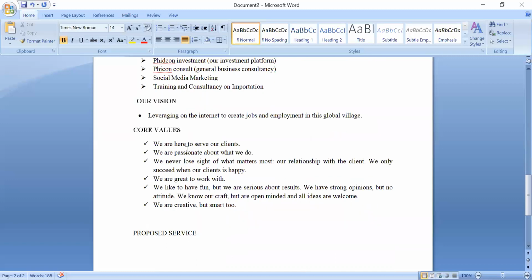Core values. What are our core values? We are here to serve our clients. These are our core values. We are passionate about what we do. We never lose sight of whatever matters most. Our relationship with the client, we only succeed when our client is happy.